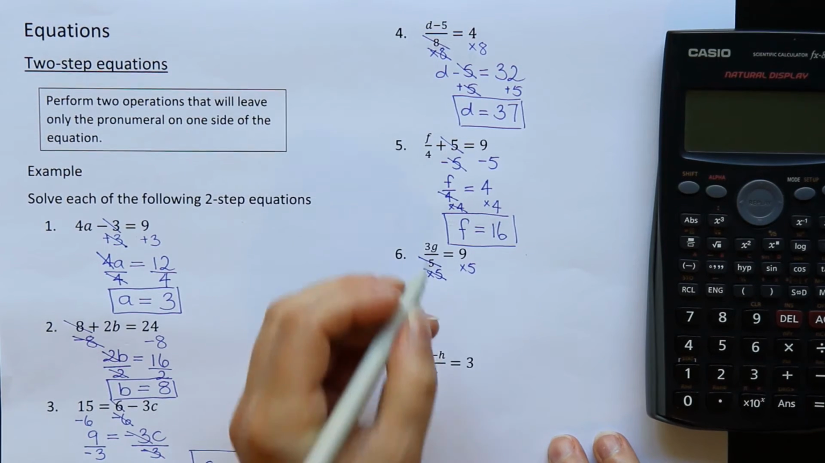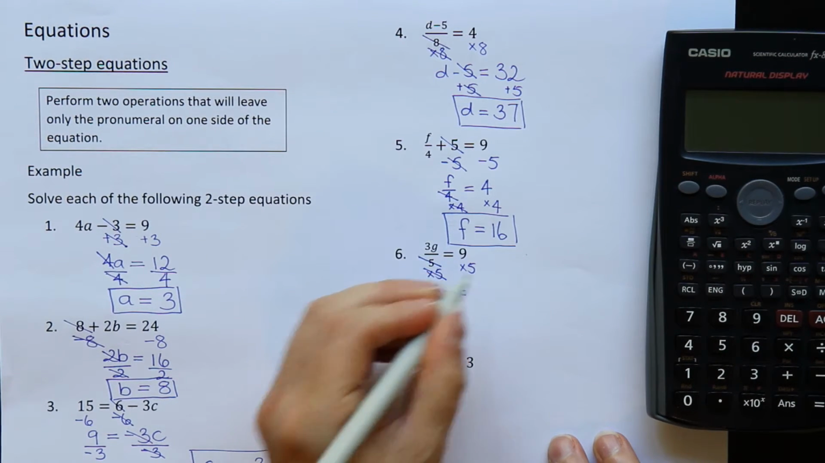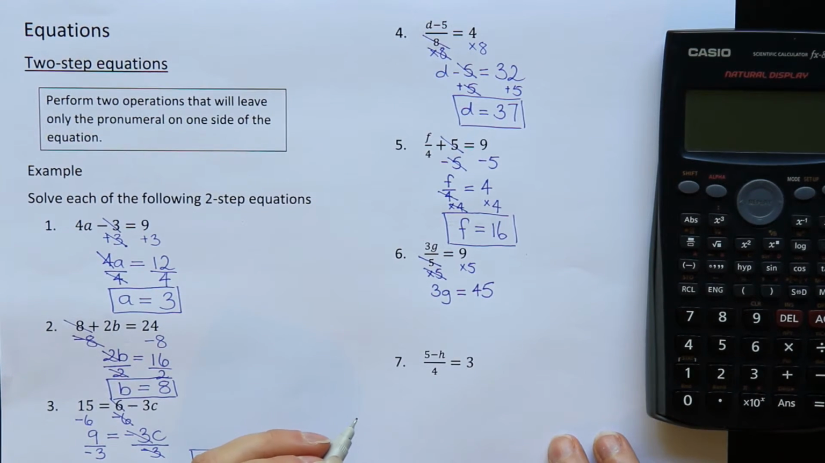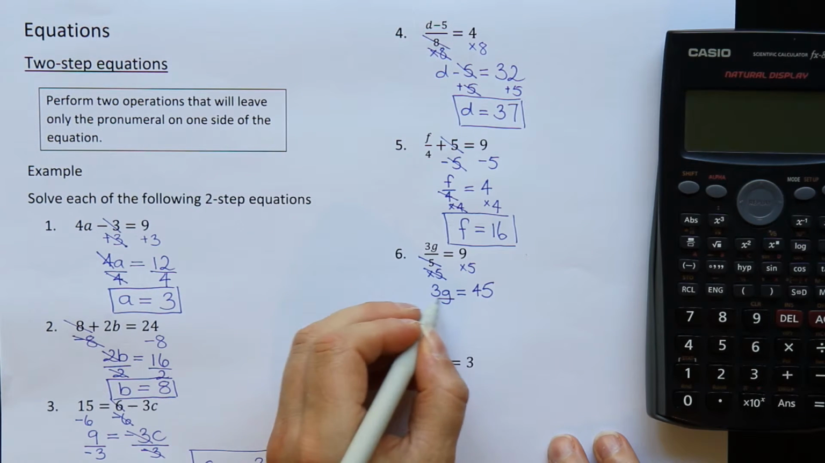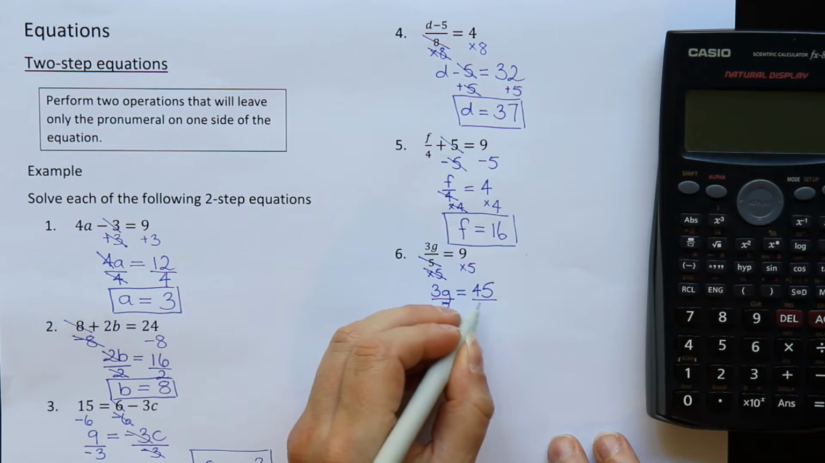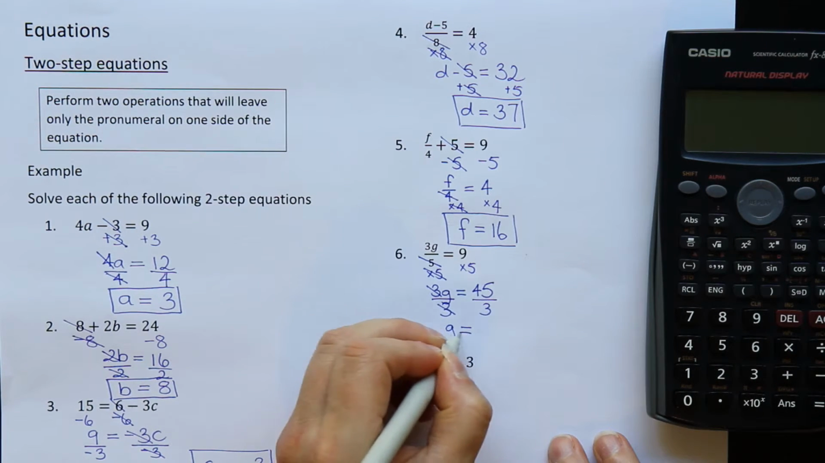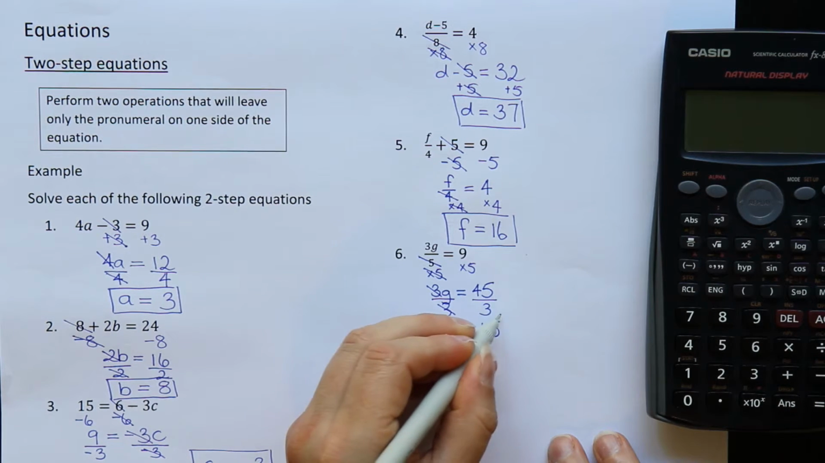Cancel those off. 3g is equal to 9 times 5, which is 45. Okay, then 3 times g, so the opposite is to divide by 3. Cancel off the 3's. g is equal to 45 divided by 3, which is 15.